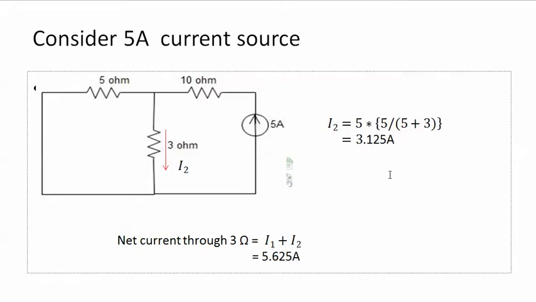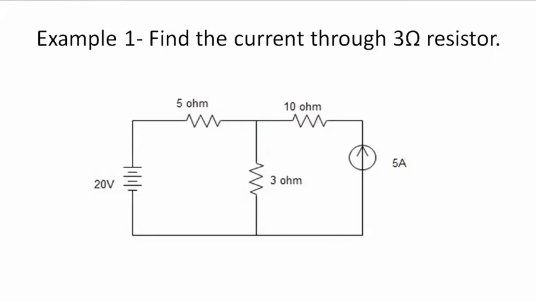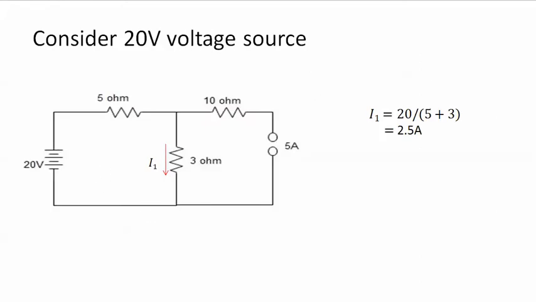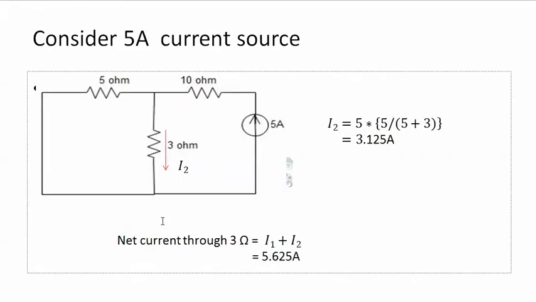So the current I2 flowing through 3 ohm due to the 5 ampere source alone is 3.125 ampere. So the net current through this 3 ohm resistor is I1 plus I2. In the previous case, the current's direction was downward, and in this case also the current's direction was downward. So it adds up. So 5.625 ampere is the net current flowing through this 3 ohm resistor.